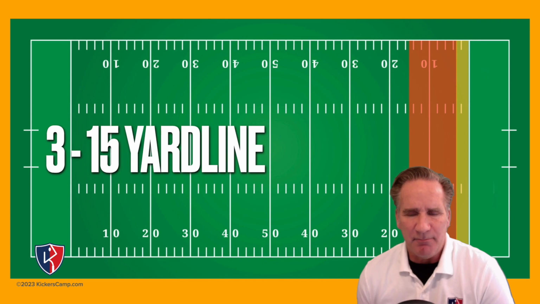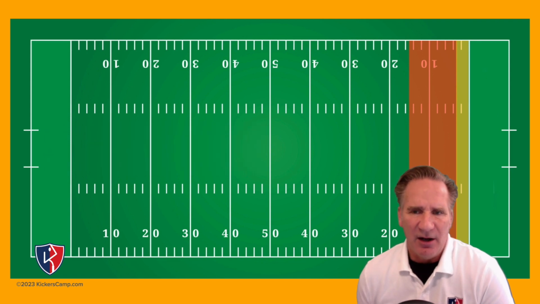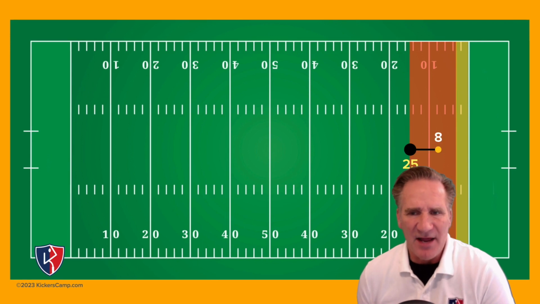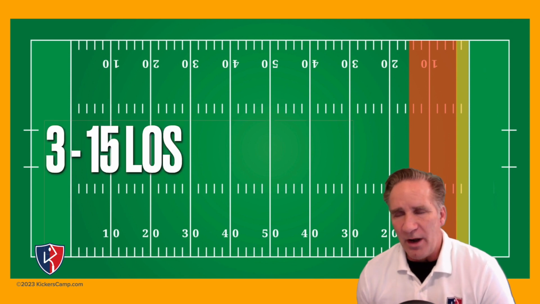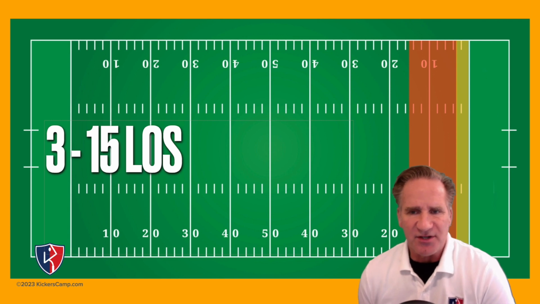If we get the ball down there, what you need to know as a coach is, okay, if we get this ball and it's on the 8-yard line, we should kick it. If we've got the ball at the 12-yard line, we should kick it. What I want you to understand is the line of scrimmage. What I need the kicker to understand is where he's actually kicking it from.